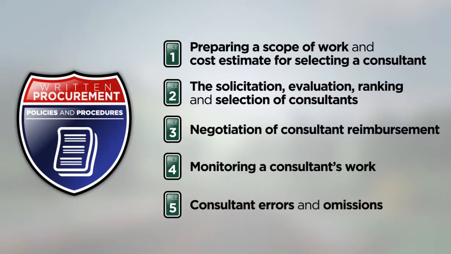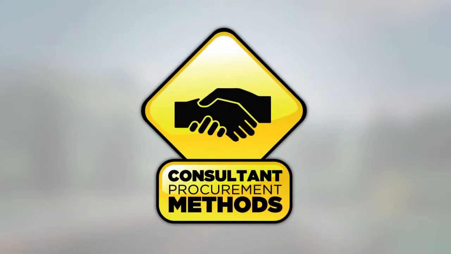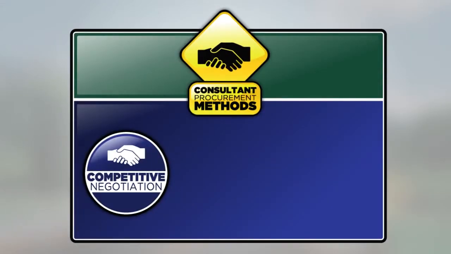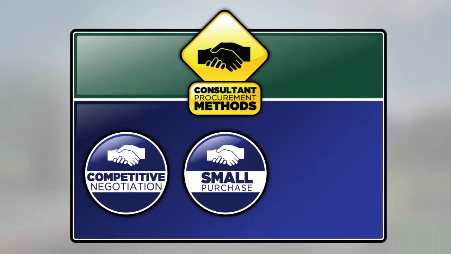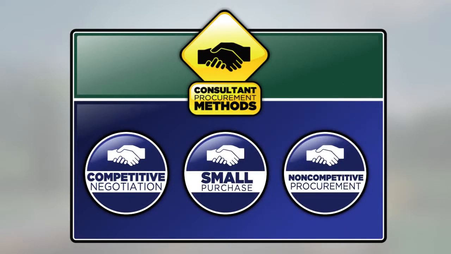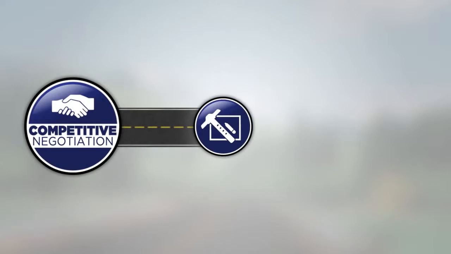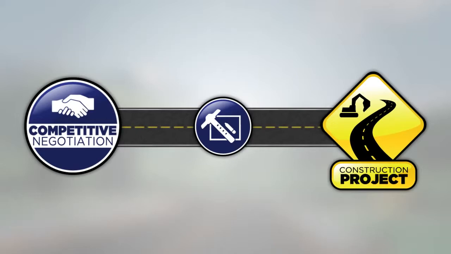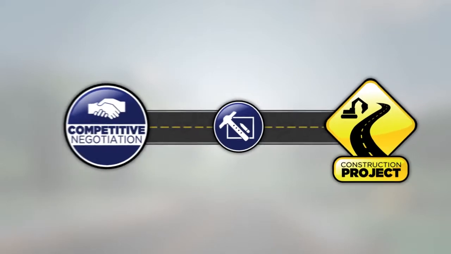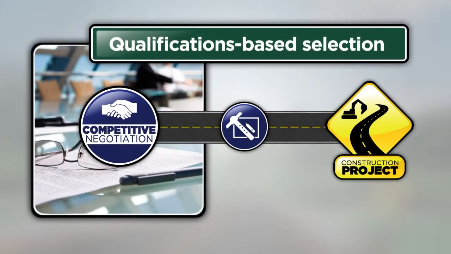omissions. Depending on the circumstances, one of three procurement methods may be used to hire a consultant to provide engineering and design-related services: competitive negotiation, small purchase, or non-competitive procurement. Competitive negotiation procedures generally apply when the engineering and design-related services you need directly relate to a construction project. We commonly refer to these as qualifications-based selection procedures.